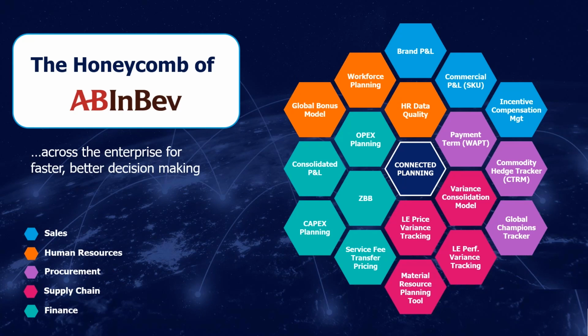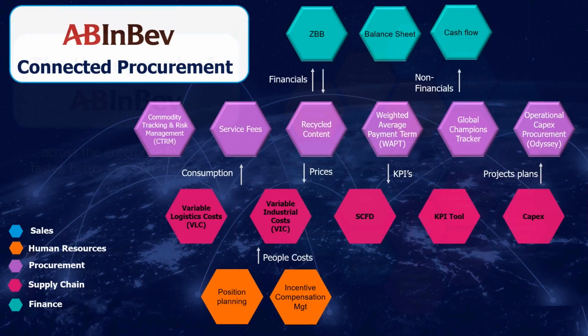Great, thanks for adding that, Chris. That's indeed a really good example. But let's have a look and zoom in on the procurement, so we can see a bit more use cases. So CTRM, the commodity and risk management tracker that Chris was already referring to a few times, the service fee that was shown on the previous slide.